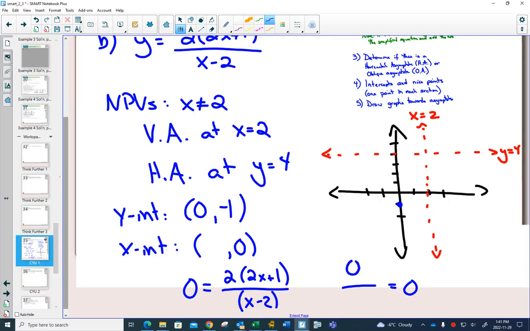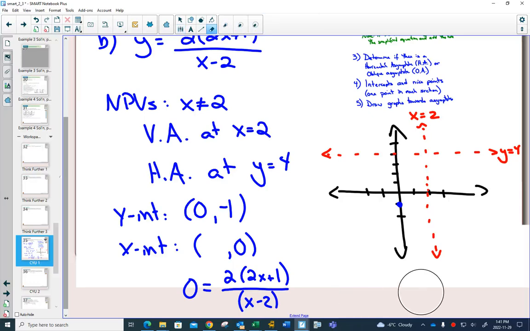But could you have a 0 on the top and an 8 on the bottom? Could I have a 10 on the bottom? Could I have anything on the bottom? 7. But the top would have to be 0. Now we can't have 0 on the bottom because that's our non-permissible values. But if you want a fraction to equal 0, does it make sense that the top has to be 0?